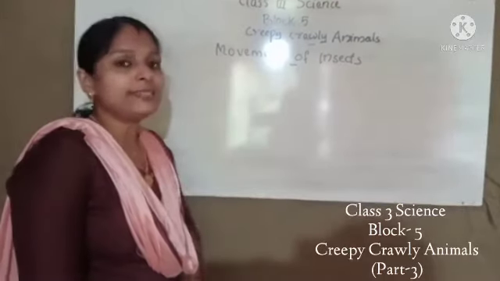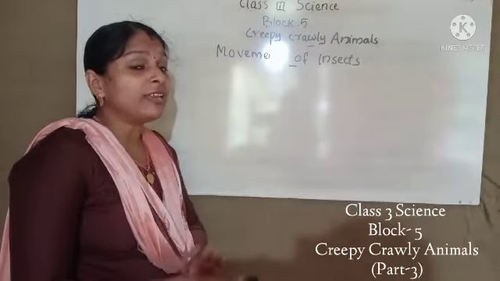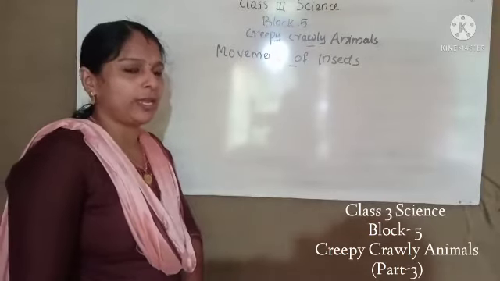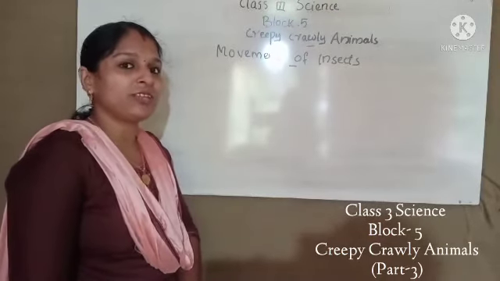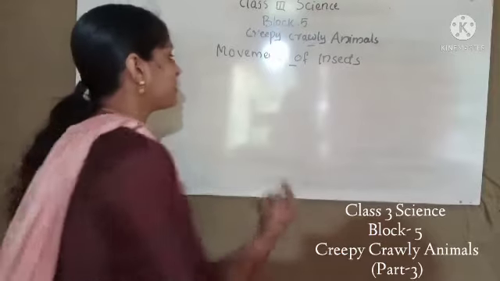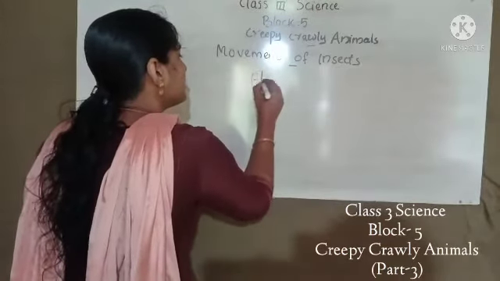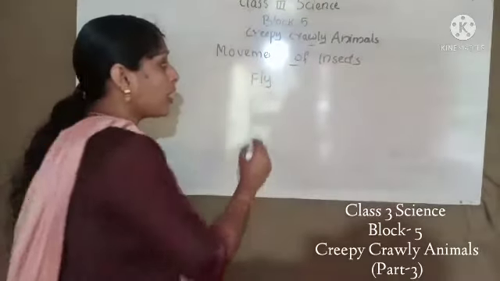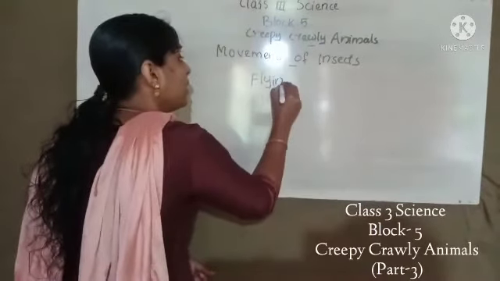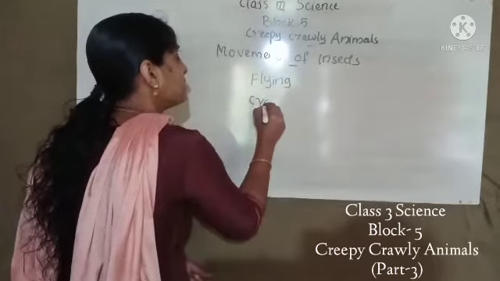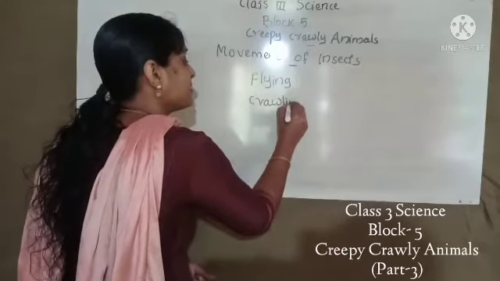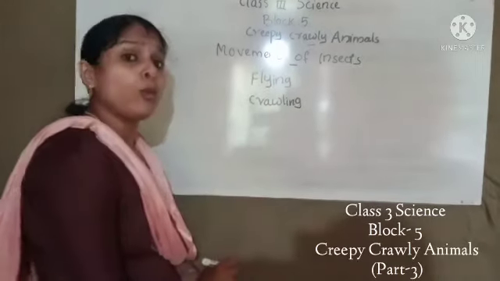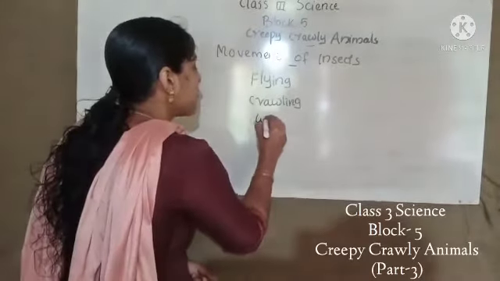Movement of insects. We know different insects move in different ways. Can you say some of the movements of insects? Yes, some insects can fly. Then some insects can crawl. Crawling is another movement of insects. Then some insects can walk.